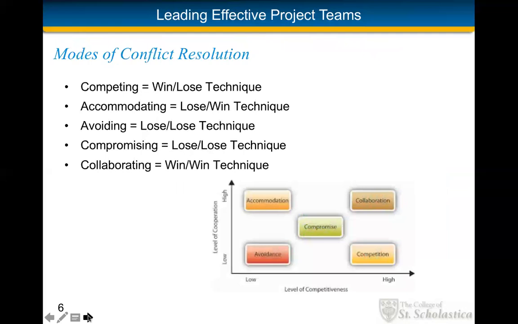The Thomas and Kilmann conflict mode instrument compares the level of cooperation with competitiveness to evaluate conflict resolution approaches. There are 5 approaches as part of this model: competing, accommodating, avoiding, compromising, and collaborating.